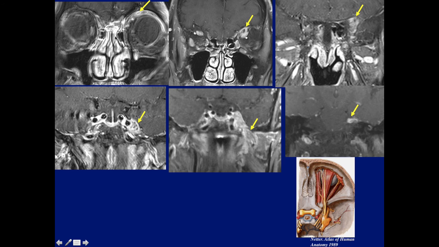And again, on the coronal, you can see the involvement in the supraorbital nerve region, back in the region of the superior orbital fissure, orbital apex, cavernous sinus, all the way even down to the foramen ovale region. And we can see here the enhancement of the cisternal portion of the trigeminal nerve.